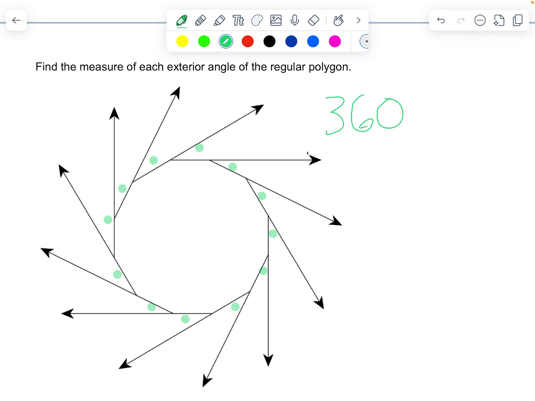Well, there's 12 angles, right? So here we go. We're going to go 12, right? And what you're going to end up doing is take 360 and divide it by 12. And that'll tell you what each one is.